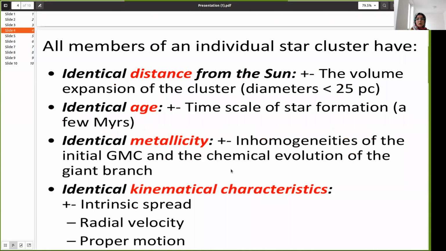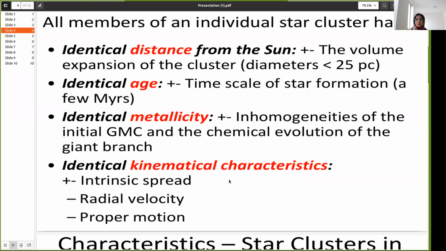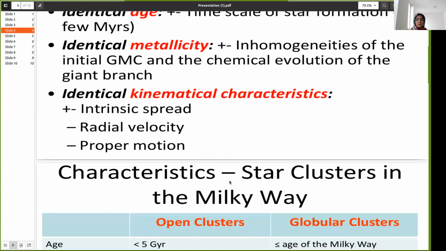All members of an individual star cluster have 4 parameters that are important for us. The first one is distance from the sun. The second, age, metallicity, and kinematical characteristics, that is radial velocity, proper motion and intrinsic speed. I will tell you about them more too.